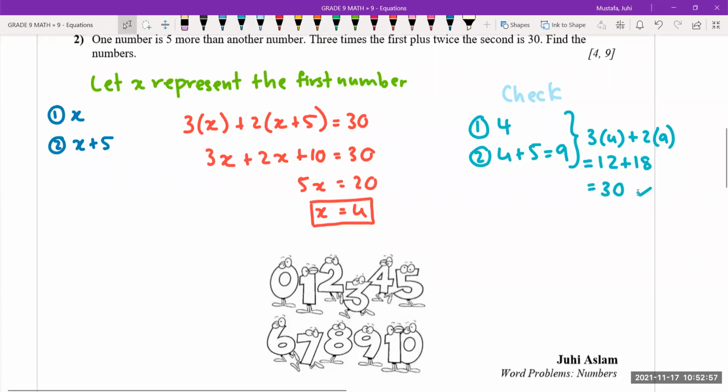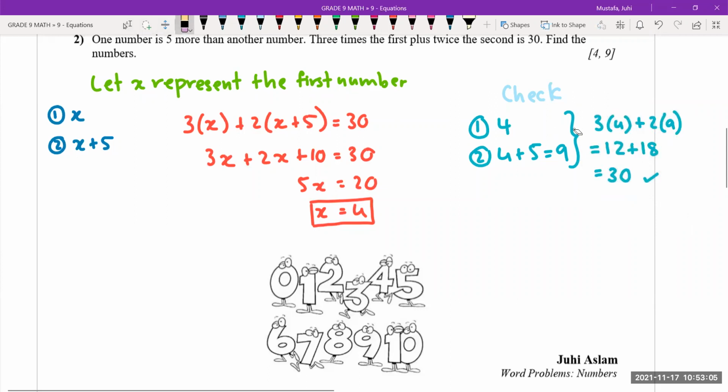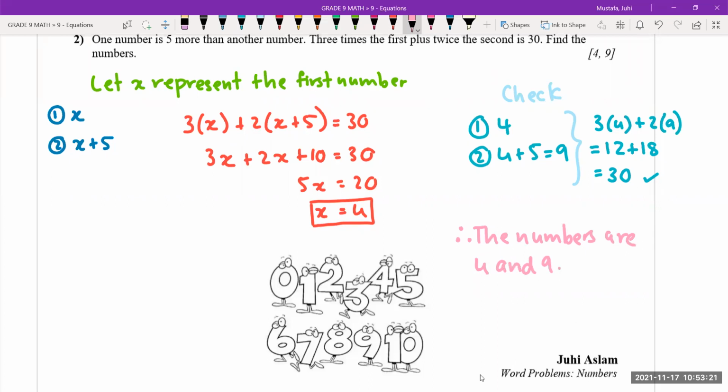Anyone confused as to how I got this as an answer? Does it make sense? Great. Now, all we're missing is a therefore statement. So we're going to say, therefore, the numbers are 4 and 9.